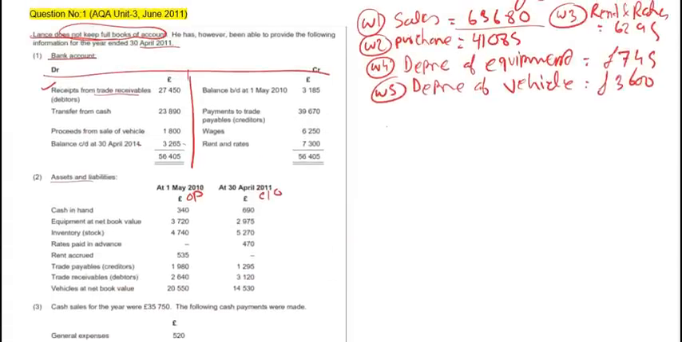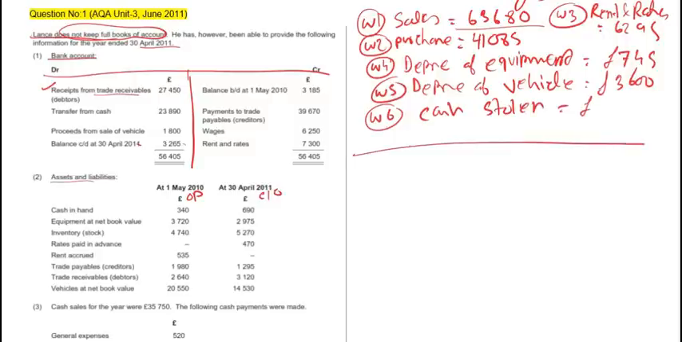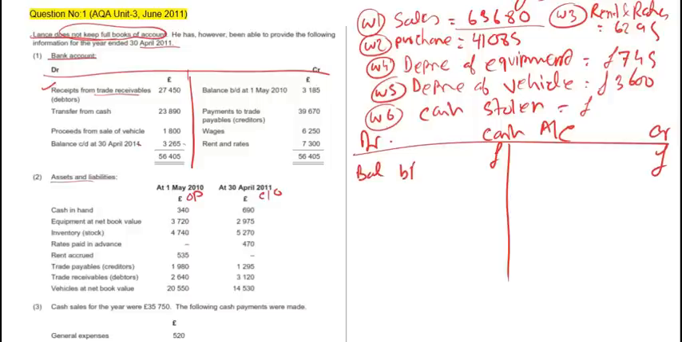Okay, so to do our working number 6, cash stolen, we've got to do a cash account. And cash is a debit account. This is a current asset. Anything that makes it up is debit, anything that makes it down is credit. We have balance CD and BD. Let's start with that: balance BD, then balance CD on the other side.